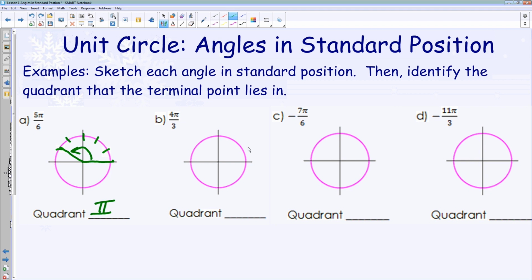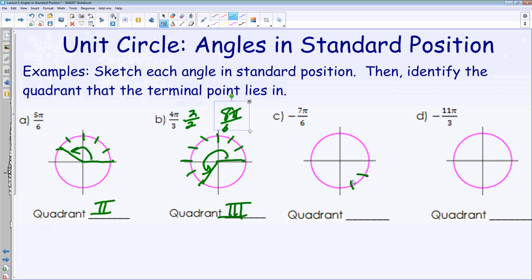All right, 4 pi over 3. If you don't like that, you can change it to over 6 by just multiplying by 2. So it's really 8 pi over 6. So 1, 2, 3, 4, 5, 6, 7, 8. So it'll be right there. Third quadrant. All right, so negative 7 pi over 6.